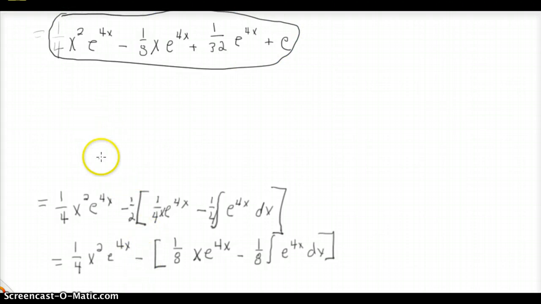So in summary, what we ended up doing here was we used integration by parts once, we used integration by parts again, and because we did that, we were able to come up with a third integral that was much easier to anti-differentiate. It's just a couple of different steps.